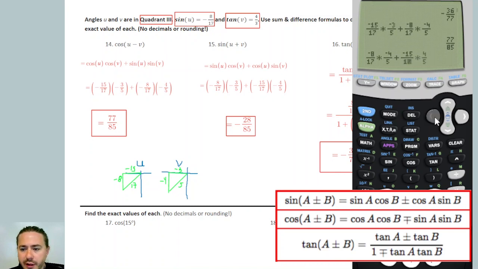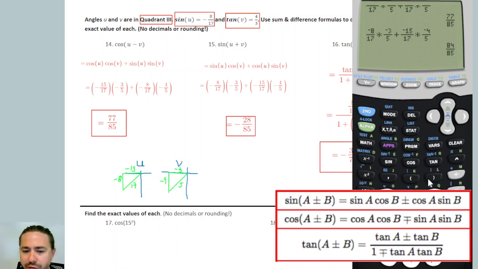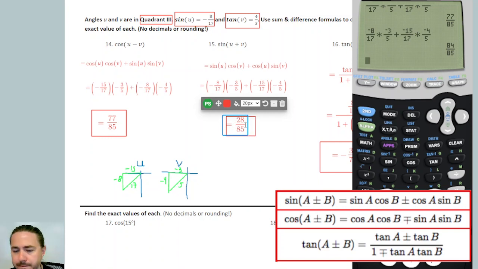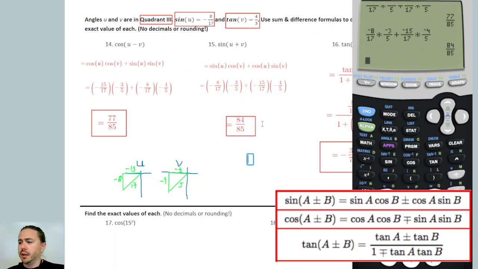So then we'll have to fix this one, too. So this should be negative, I wonder if it'll just be negative 77 over 85 again, like how the last one was just the opposite. I don't know, let's see. So make that negative. So there's two errors in there. So what happens when you go too fast? I get 84 over 85. Okay, so yeah, sorry about that.